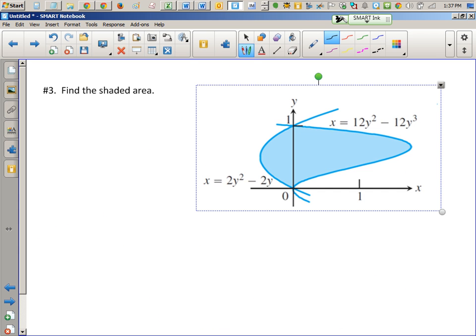Here's number 3 for you. That's this one. What's different about this problem compared to the others? I see a couple differences. Definitely sideways, right? In fact, if you want to, you can change all the y's to x's and all the x's to y's and just use the formula you had up above. Imagine flipping this thing, like turning your head. This is upper and this is lower. You can just make this y equals 2x squared minus 2x and make this y equals 12x squared minus 12x cubed. You can do that and then just pretend that this problem is the same as the other one.